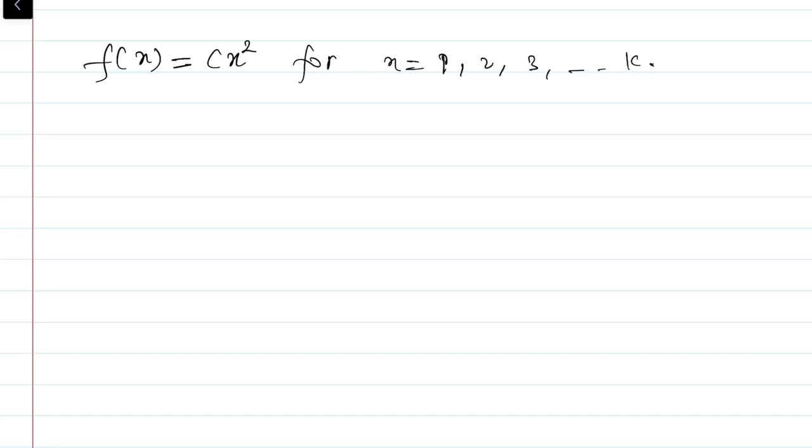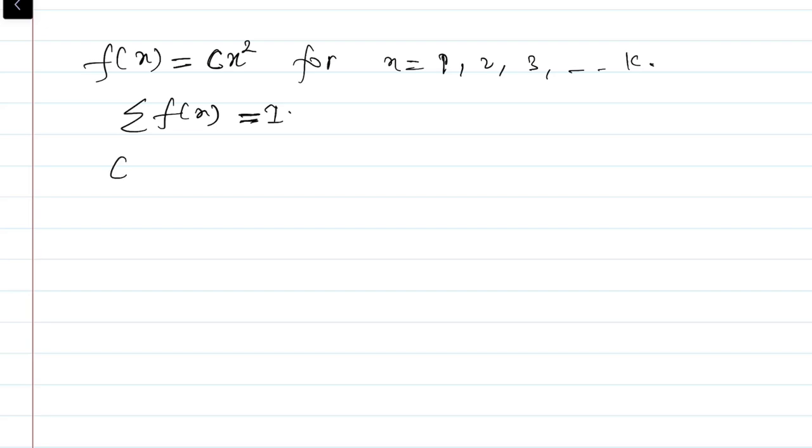Let's do one more problem. Suppose the function is c times x square for x equals 1, 2, 3 up to k. Now you are given that the function is a valid PDF. So in this case, this is a valid PDF. This is known. And you are asked to find out the value of c. What is the value of this constant? So since this is a valid PDF, we can write summation f(x) equals 1. This should be equal to 1, right?